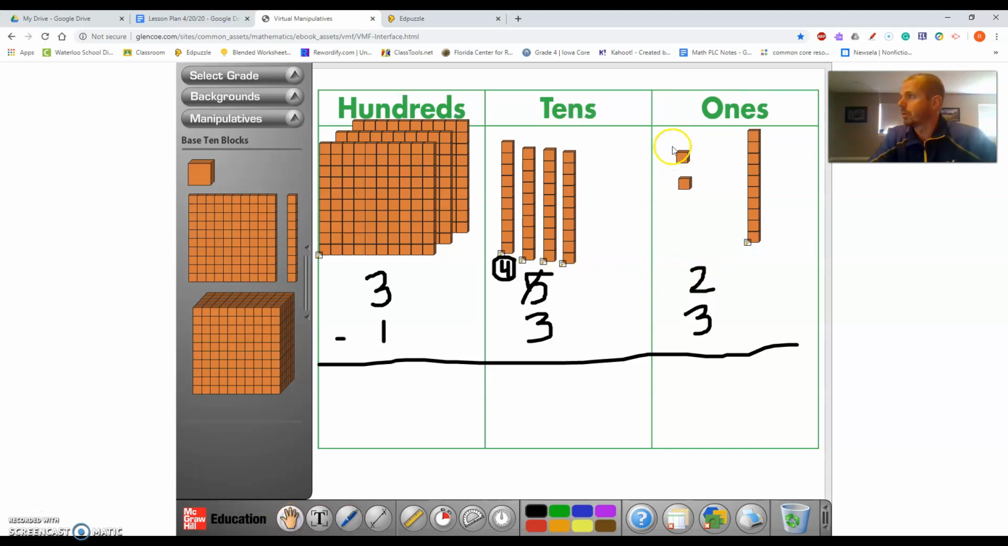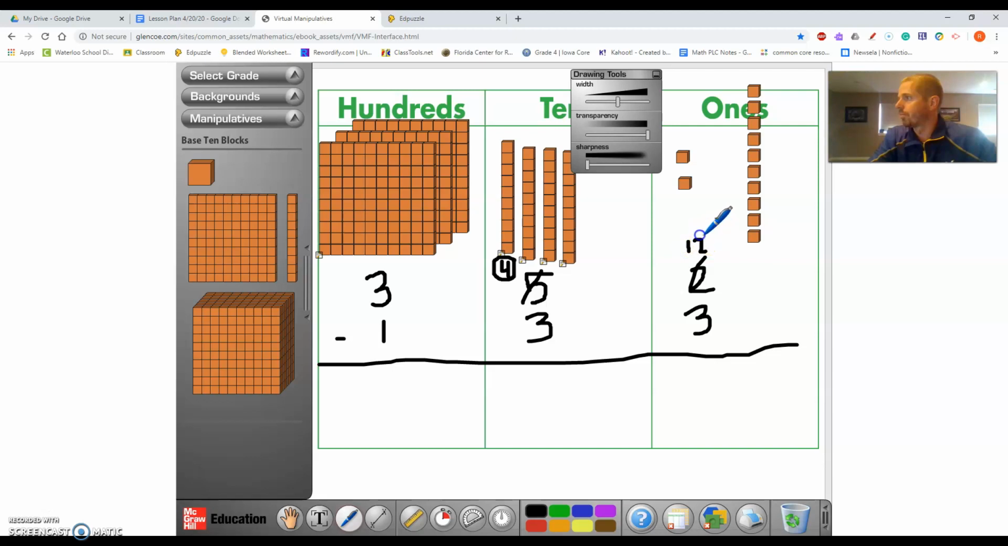Now when I go back to the ones place, I had 2 ones to start with. When I bring a 10 over, a 10 is worth 10 ones. So now I have to add the 2 together. 10 plus 2 is going to equal 12. Again, I circle that so it's easy for me to see. And now I'm going to take the 3 away. 1, 2, 3, which leaves me with 9 ones.